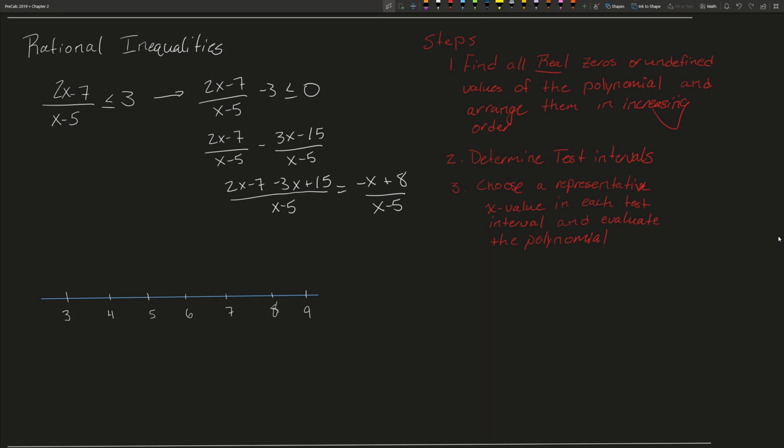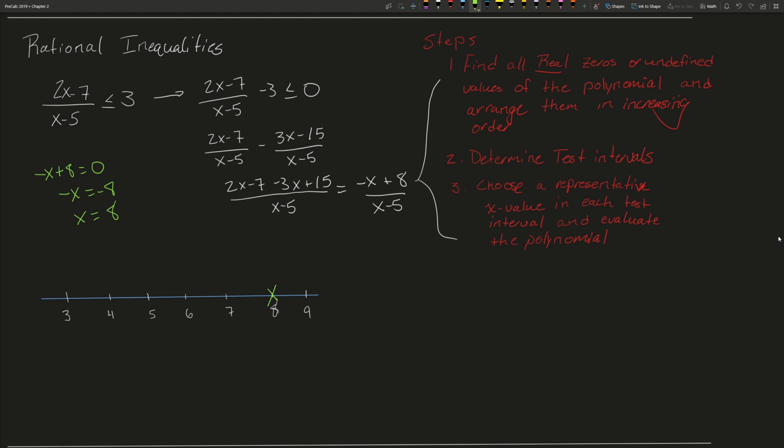Now we can do these steps. So the first thing we have to do is to find our real zeros. So we can set our numerator, negative x plus 8, equal to 0. So negative x is equal to negative 8. So x is equal to positive 8. This would be our first 0.